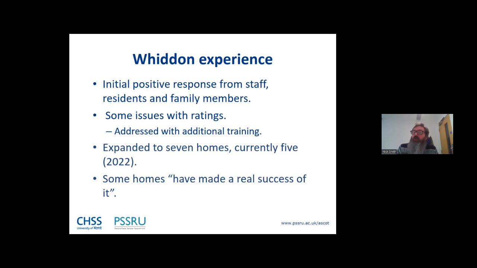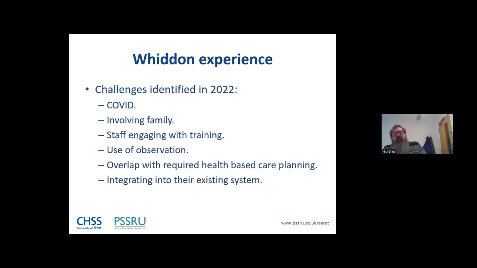But we did talk also about some of the challenges they encountered. And so these are some of the challenges they identified in 2022. Not surprisingly, over the previous few years, they had been dealing with COVID. And so a lot of their energy was around supporting residents and running a care home and supporting staff during the pandemic. So it made it harder for them to institute changes and continue on with pilots. But away from that, they identified a number of challenges as well.